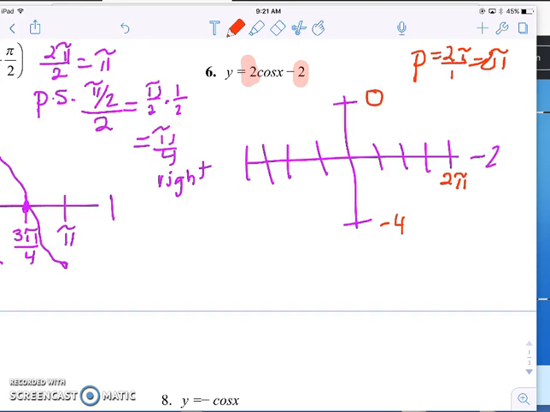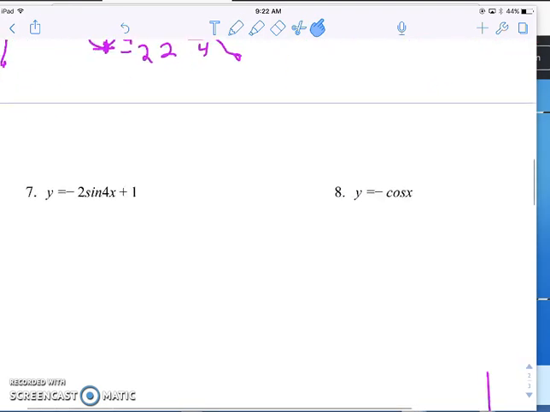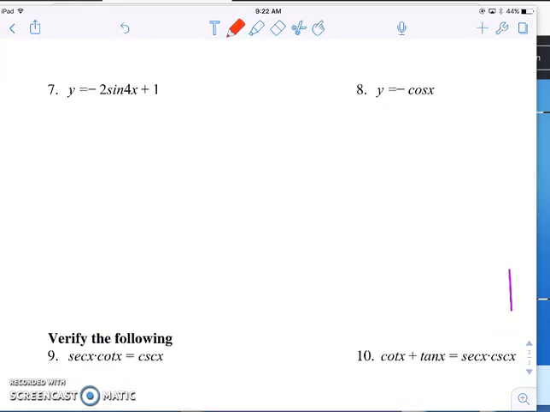So 2 pi divided by 4, so we have pi over 2, pi, 3 pi over 2. Cosine starts high, so oops, and that would be high, my bad. And we have our cosine graph. So if we take a look at the next page again, 4 marks on each side.